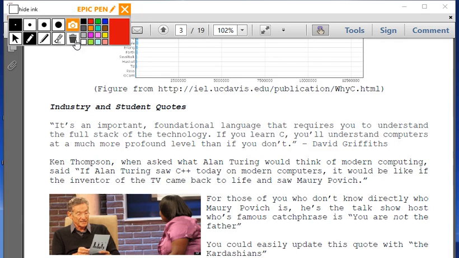And so Ken Thompson, when discussing this, said, if Alan Turing saw C++ today on modern computers, it would be like if the inventor of the TV came back to life and saw Maury Povich. I find some people don't know Maury Povich, so he's the guy from that meme who says, you are not the father. You could easily replace this with the Kardashians. So obviously that was not a compliment.